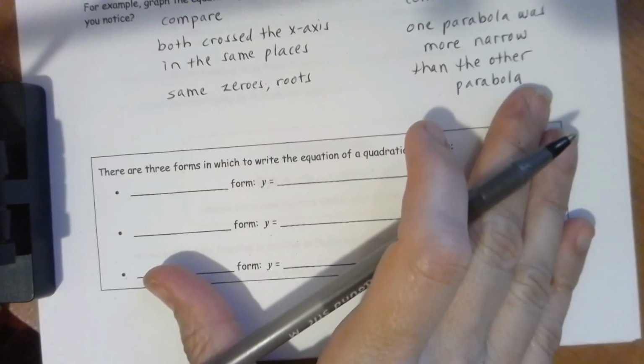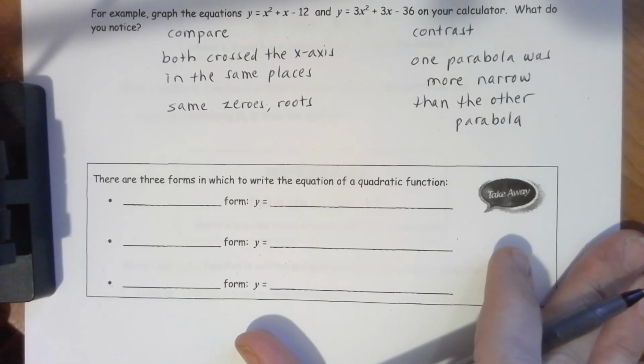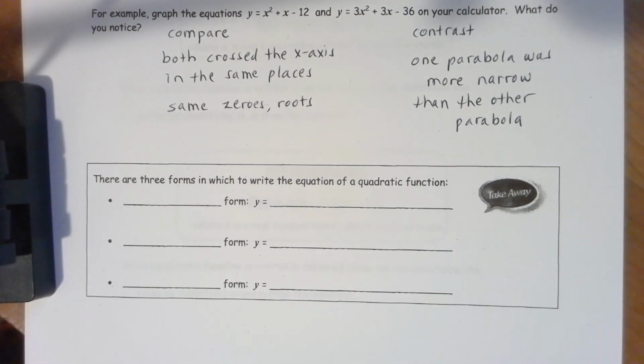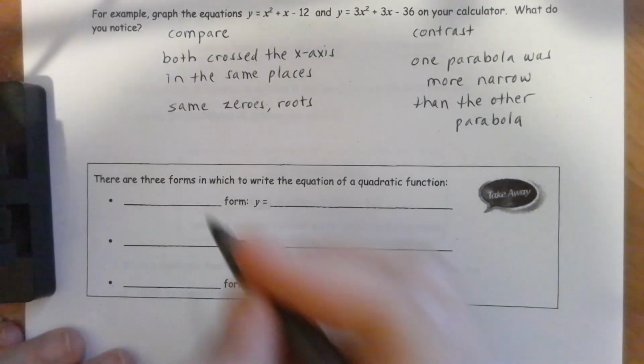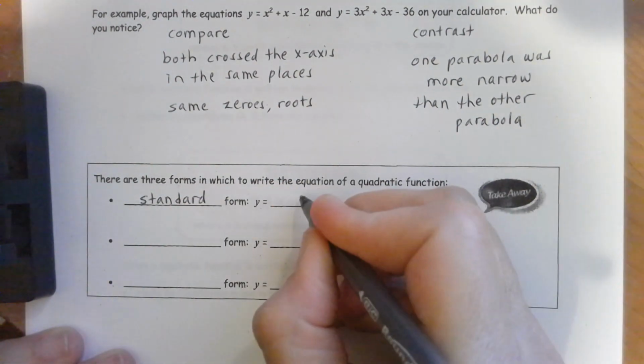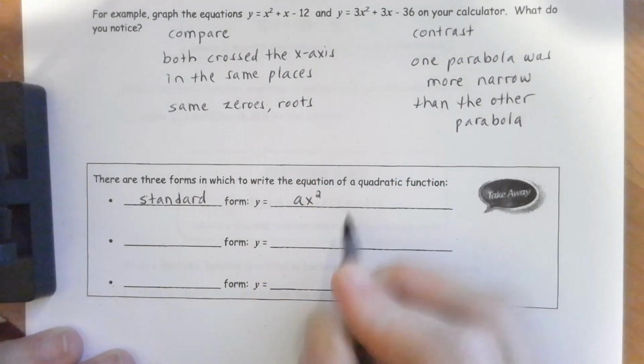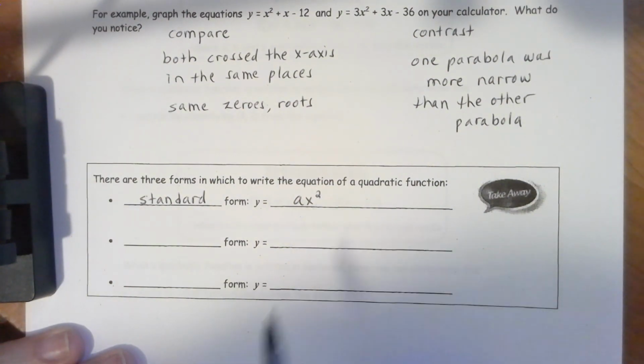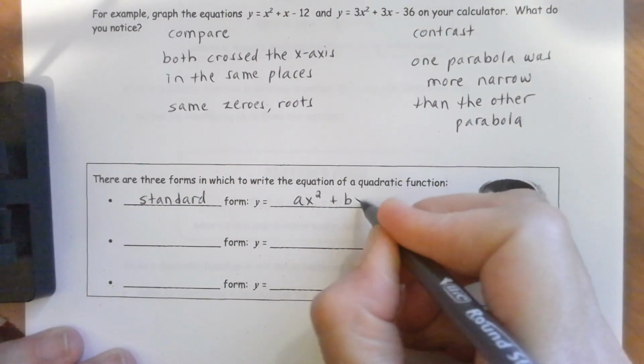Okay, so for our takeaway, we're going to summarize what we had done. So I want you to think about the three forms that we had studied and what those general forms look like. Please pause the video, write that in, and then you're going to check to see if you got that correct. Okay, and we're back. Let's see how you did. So one form was standard form. Y equals ax squared, because we're going to write the variable with the highest degree first, plus bx plus c.